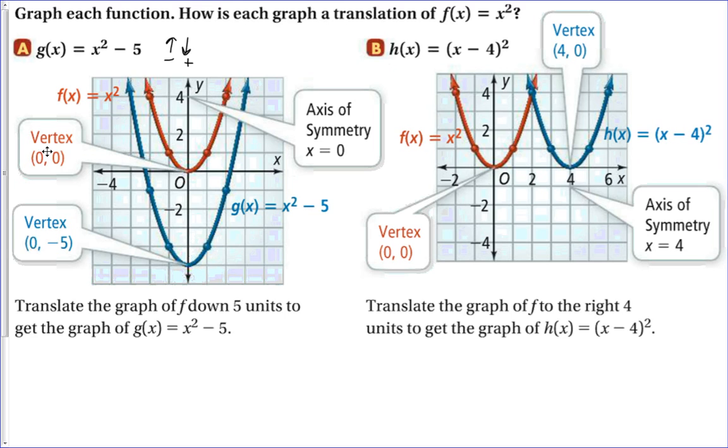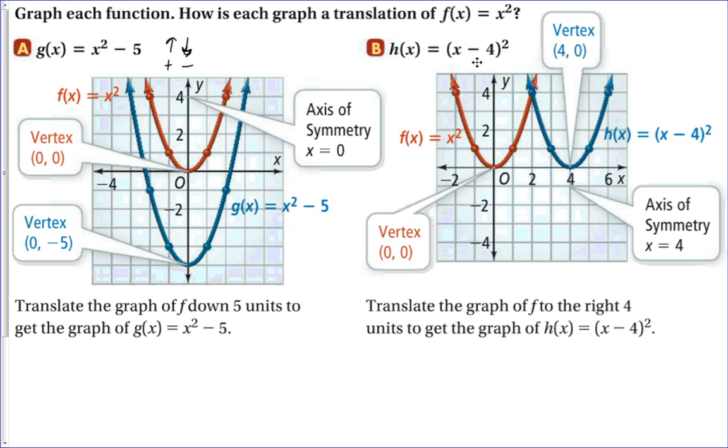So therefore our vertex went from 0, 0 to 0, negative 5. If you were to make a table of values for both of these functions, you would see that the x's would be the same, but each y value would be 5 less for the blue parabola versus the red one. So when you're adding or subtracting to the x squared, you're moving upwards if you're adding, and downwards if you're subtracting. Like in this case, we're minus 5, so we're going down.